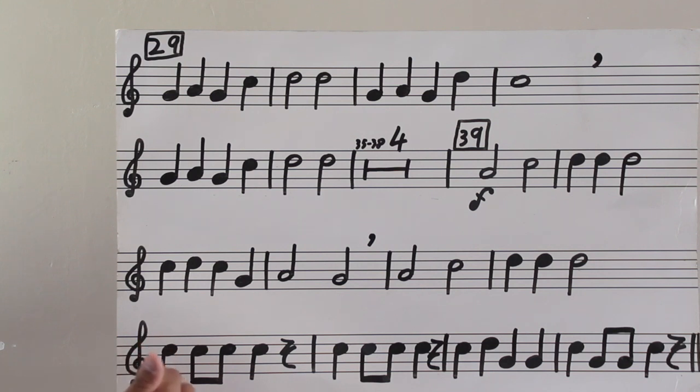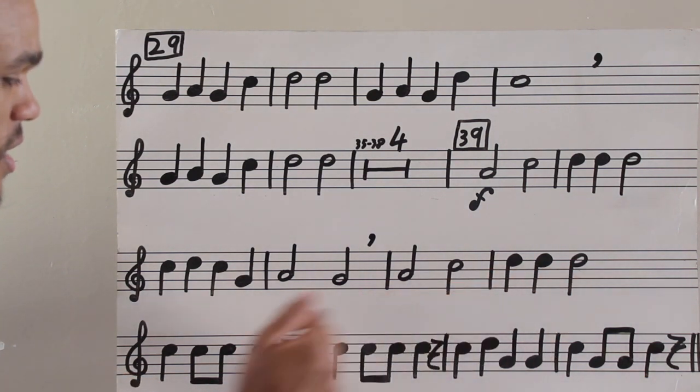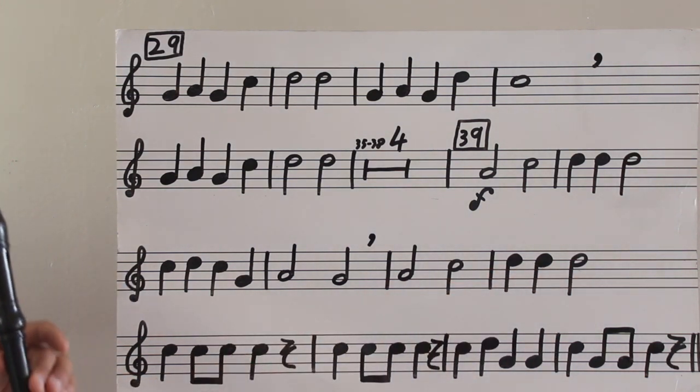Now we're going to go C, C, C, C, rest. So ta, ti, ti, ta, rest. So let's try it from these 3 high Ds up until here. 3, go.